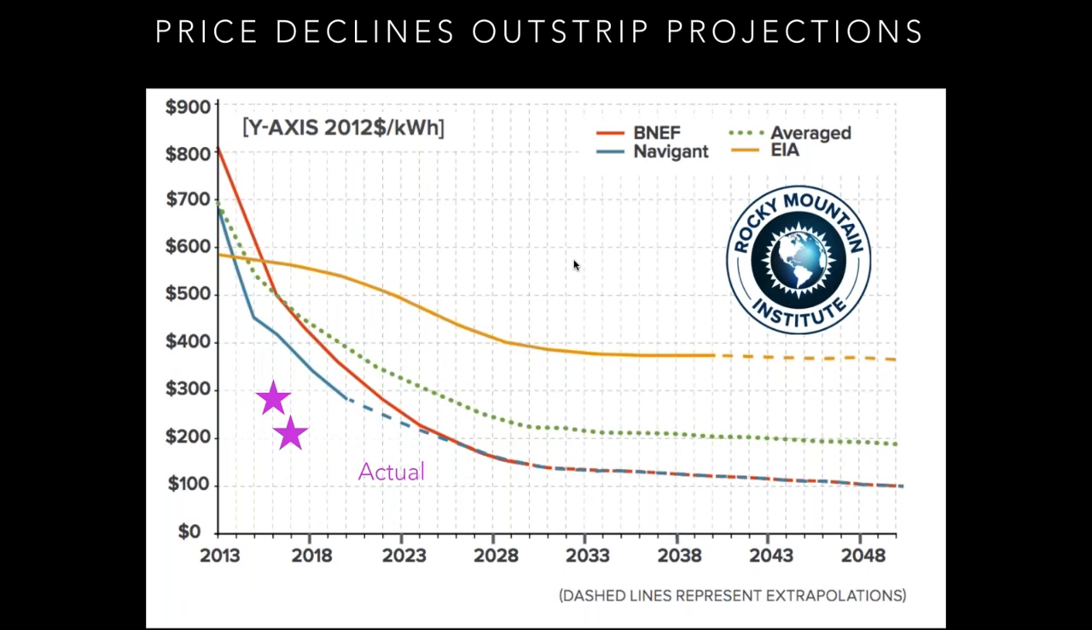In 2016, costs were about 30% lower than the most aggressive forecast. In 2017, about 50% lower than the most aggressive forecast. So very good news for the opportunities for energy storage to provide a good complement to renewable energy. And we'll talk more about that in a couple of examples at utility scale and at the small scale later.